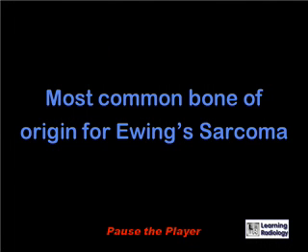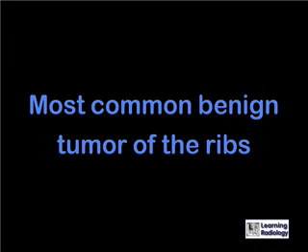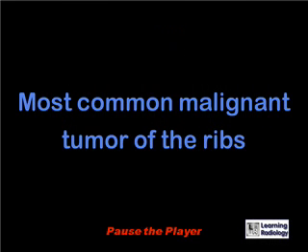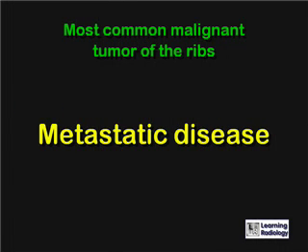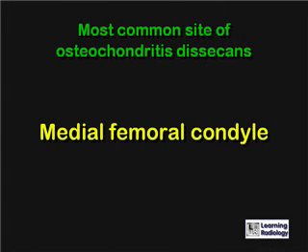What is the most common bone of origin for a Ewing sarcoma? The femur. What is the most common benign tumor of the ribs? Fibrous dysplasia. What is the most common malignant tumor of the ribs? Metastatic disease. What is the most common site of osteochondritis dissecans? The medial femoral condyle.